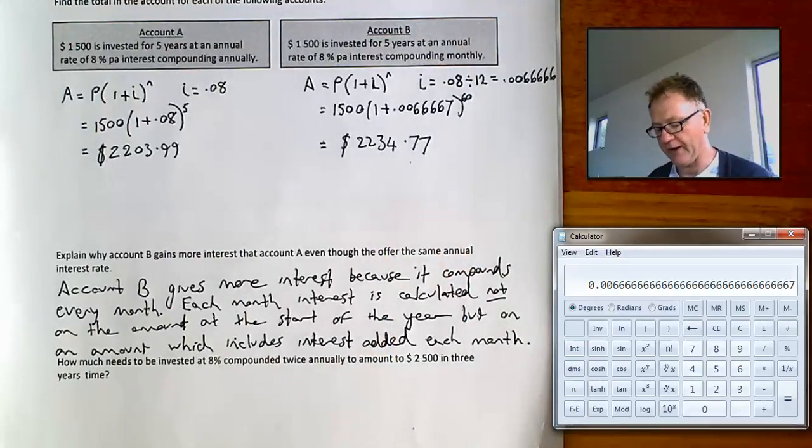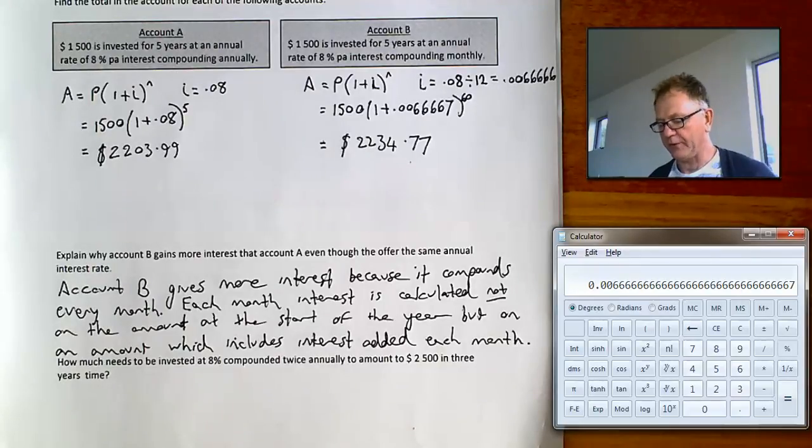I said account B gives more interest because it compounds every month. Each month interest is added and it's calculated not on the amount that was there at the start of the year, but an amount which includes interest which had already been added each month.